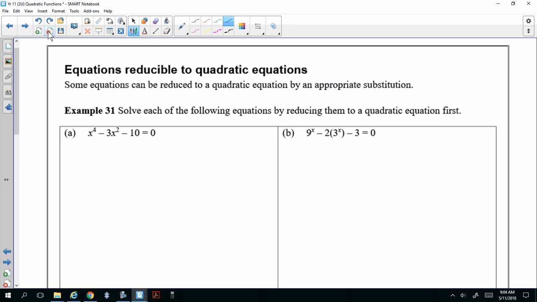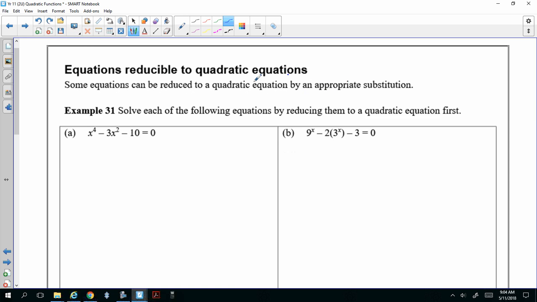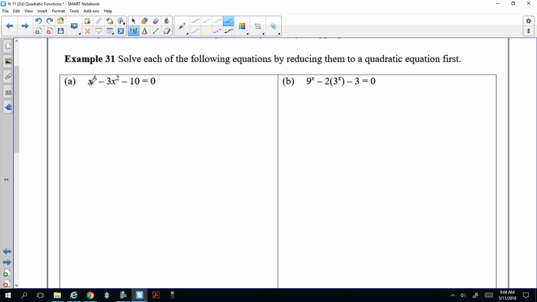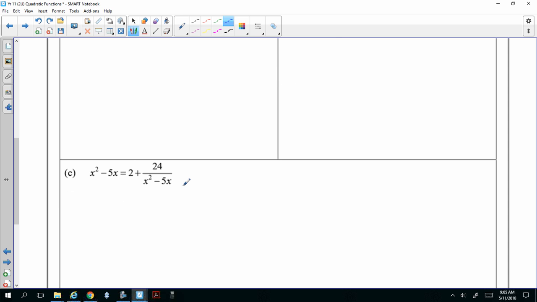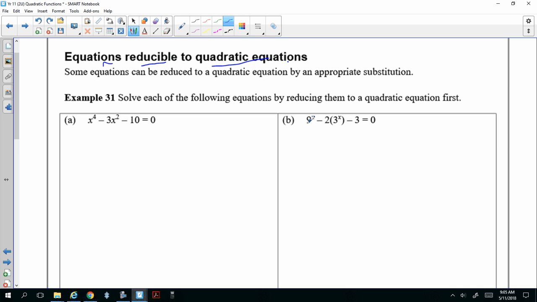How to solve different types of equations. So we're going to solve equations that are reducible to quadratic. You see these three equations in front of you. This is not quadratic because it has power 4. This exponential is not quadratic. This is very complicated, but all of these can be solved by using the quadratic equation method.